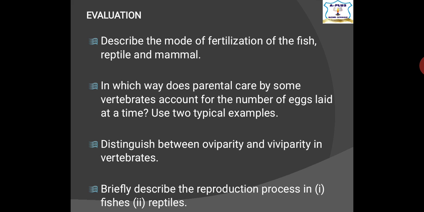In which way does parental care by some vertebrates account for the number of eggs laid at a time? Use 2 typical examples. This is a very logical question. If you understand this class very well, you should be able to answer this question easily. Distinguish between oviparity and viviparity in vertebrates.